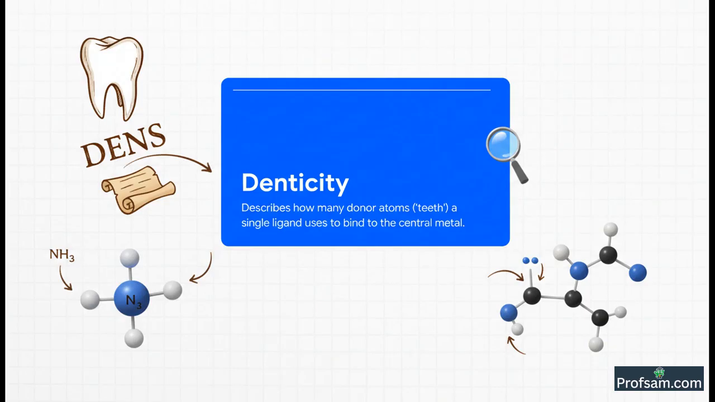And finally, we have denticity. This word comes from the Latin word for tooth. It tells us how many teeth a single ligand uses to bite onto or bind with the central metal. So a ligand with one tooth is called monodentate, one with two teeth is called bidentate, and so on.